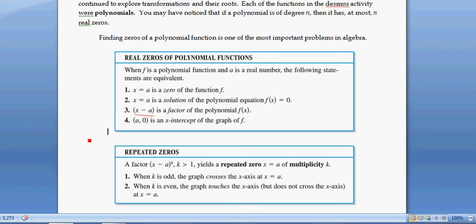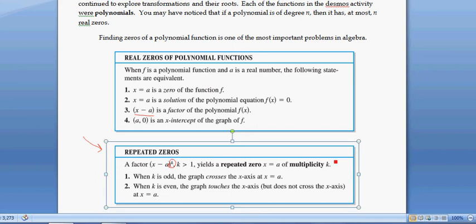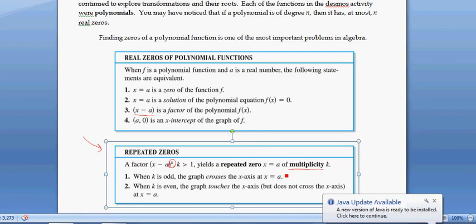Okay, and what you were hopefully understanding from the end of the Desmos lab is this idea of repeated zeros, right? In that last example, which we'll look at in a second, we had an x minus 2 squared. So we look at the exponent of the repeated zero, and we call that the multiplicity. That's the multiplicity of the root or the zero.